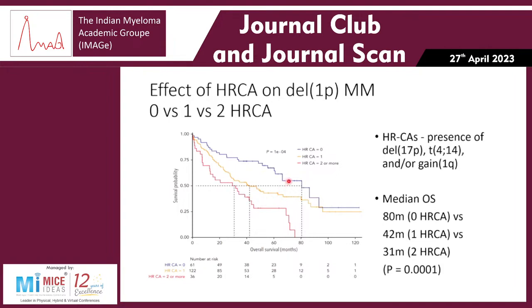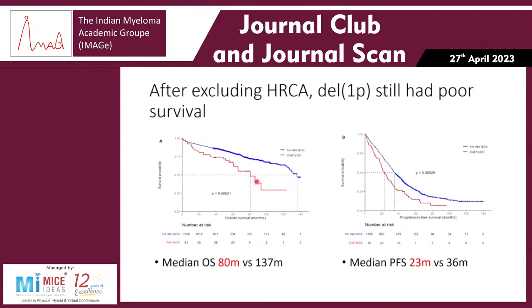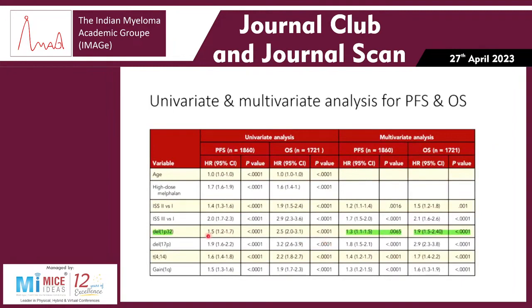Whereas 80 months appears good when we compare with all other patients who do not have any high-risk abnormality and who do not have a deletion 1p32 also, still the overall survival and PFS of these patients is poor, which means that deletion 1p still stands as a prognostic marker of poor survival even after excluding all other high-risk abnormalities. On multivariate analysis, deletion 1p contributed to an increased risk of progression, which is 1.3 times higher, and increased risk of death, which was 1.9 times higher, similar to other high-risk abnormalities as well as the ISS3 cohort.